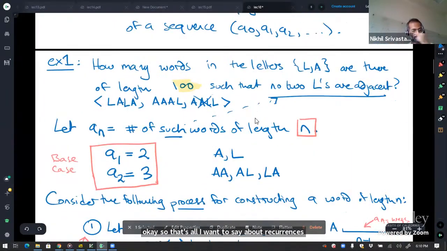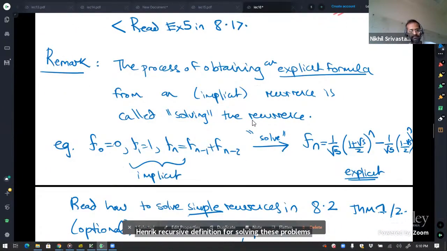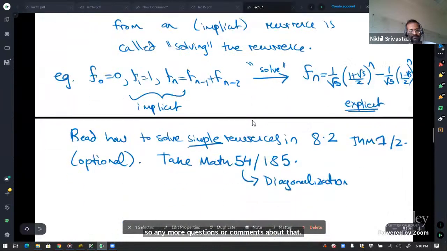Any more questions or comments about that? And by the way, this Fibonacci example is example number 2 in section 8.2, if you want to read about it in detail.